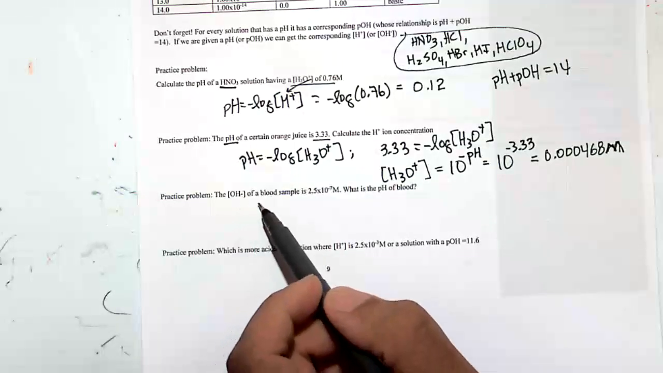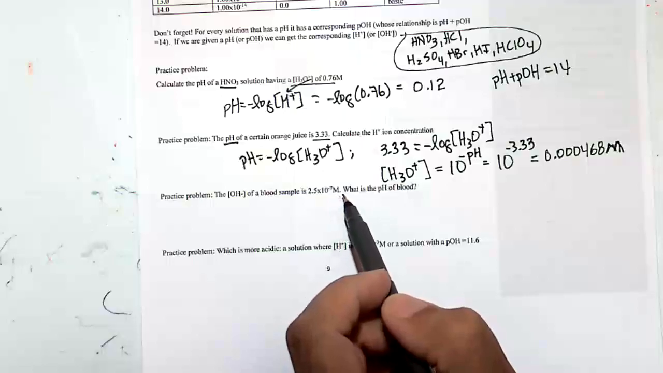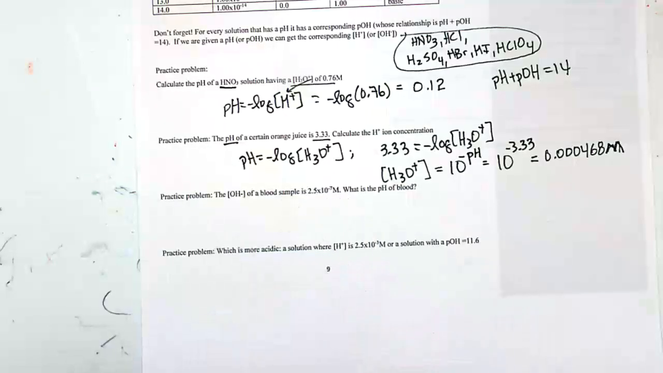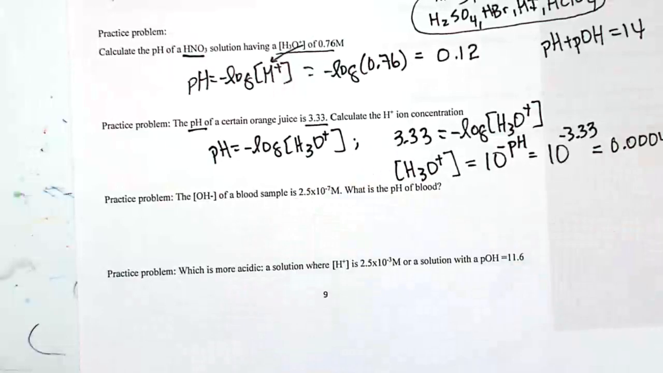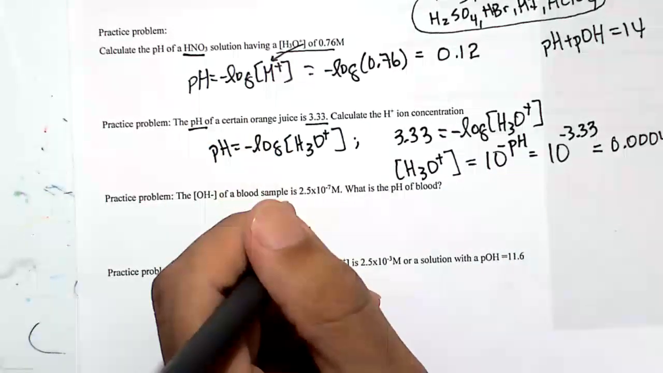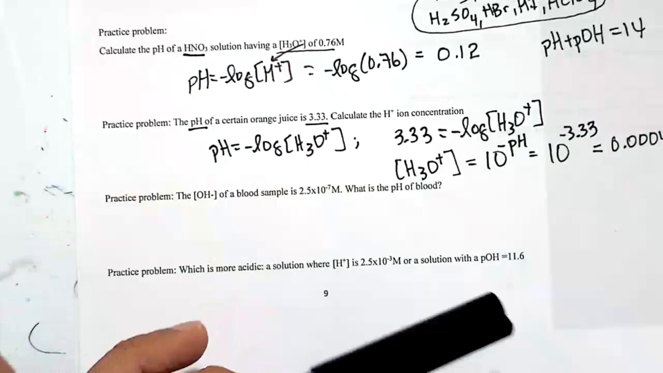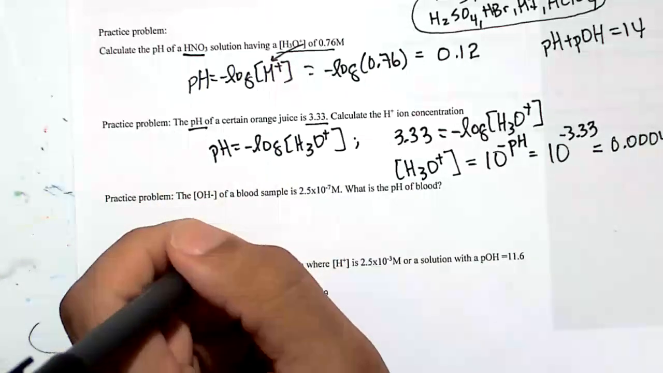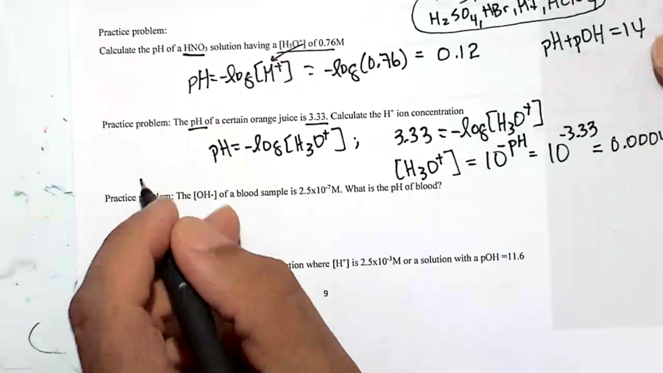All right, the OH concentration of a blood sample is 2.57 times 10 to the minus 7. What is the pH of blood? So anybody here a biology major? Oh yes, you're a biology major. A lot of biology majors have to work with blood and stuff. Also in biochemistry, they do a lot of blood work. So your blood has a pH.